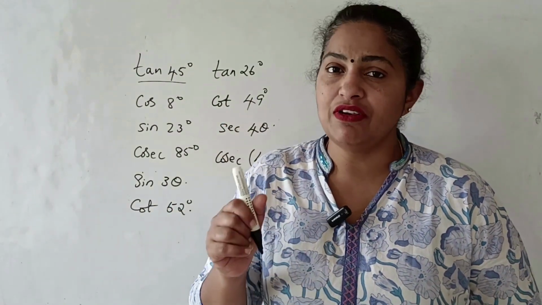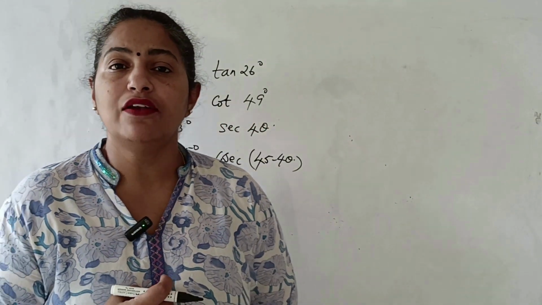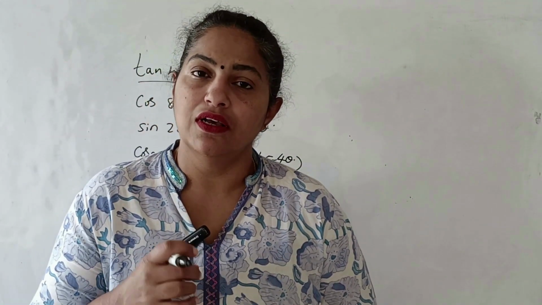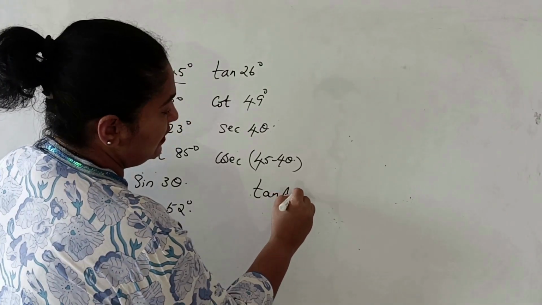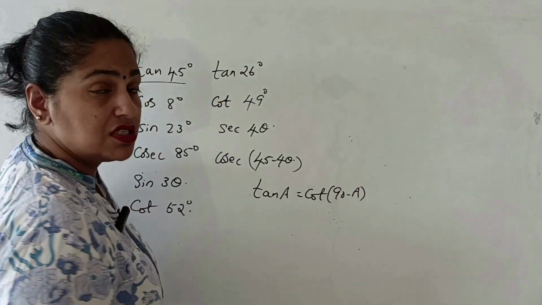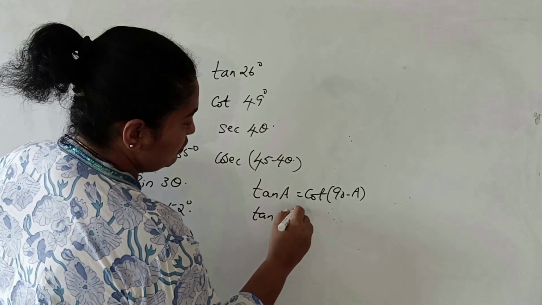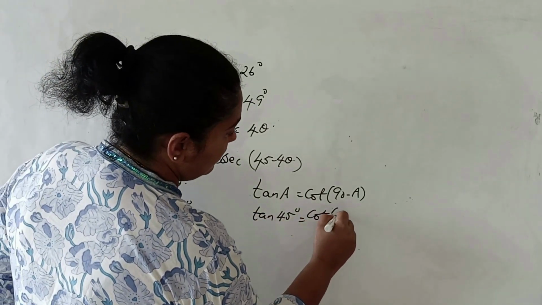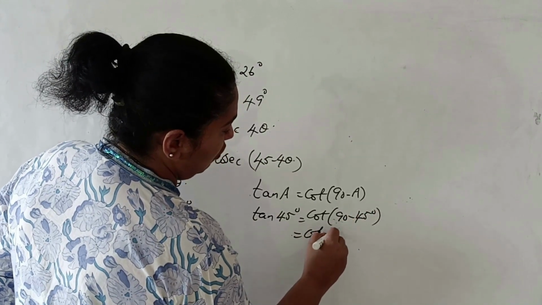You know that the complementary ratio of tan is cot. So I need to express tan 45 in terms of cot. So let us see what we are getting. What is tan A in terms of its complementary angle? It is cot(90 minus A). So here my A becomes 45, which means this is equal to cot(90 minus 45), which is cot 45.